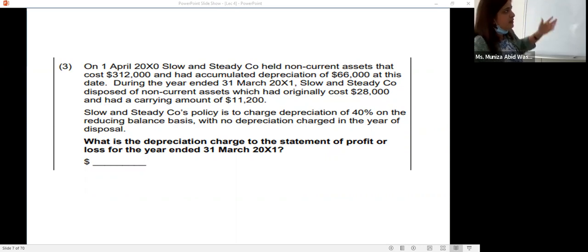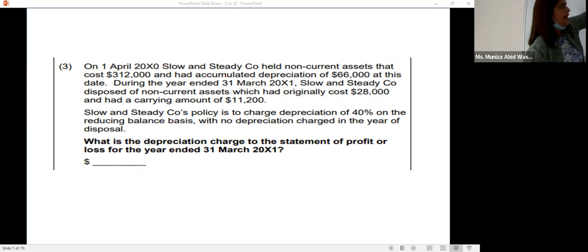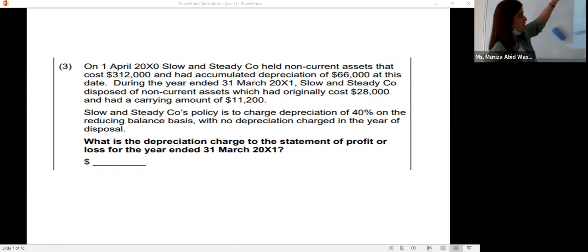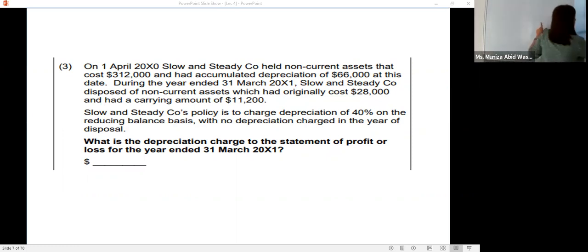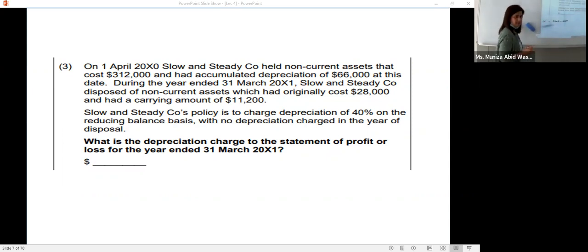So at the start of the year, the cost has been 312,000. Is it? 312,000 has been the value at the start of the year and had an accumulated depreciation of 66,000 at this stage. So this is going to be the carrying value at the start of the year. Is it? Cost minus accumulated depreciation. How much it is? 246,000.